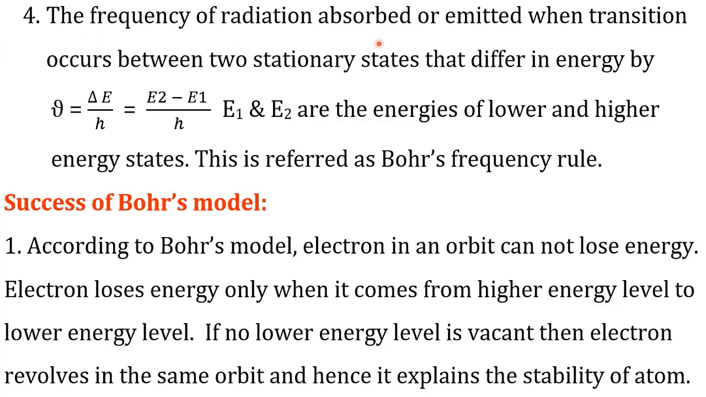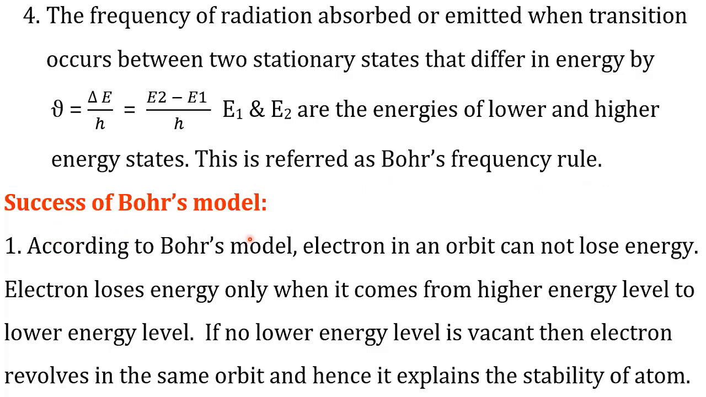The frequency of radiation absorbed or emitted when transition occurs between two stationary states that differ in energy by ΔE is given by ν = ΔE/h = (E2 − E1)/h, that is, energy of the second level minus energy of the first level, divided by h, where E1 and E2 are the energies of the lower and higher energy states. This is referred to as Bohr's frequency rule.